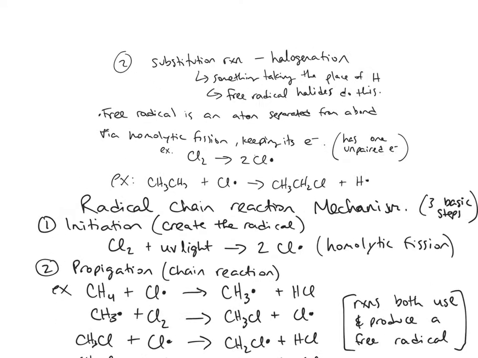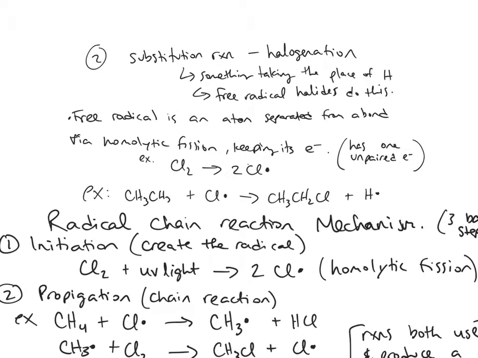There we go. All right, so the second type we're going to look at is our substitution reactions, right? And these are going to be halogenation, right? Substitution meaning something takes the place of hydrogen. And for alkanes, free radical halides are going to be what does this.